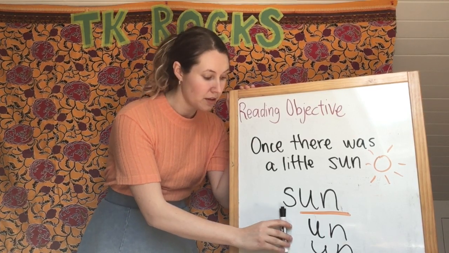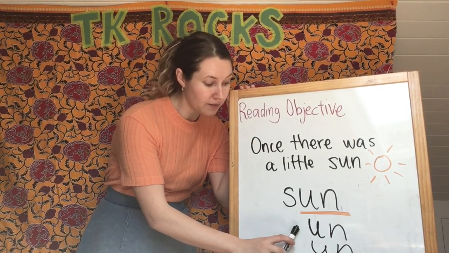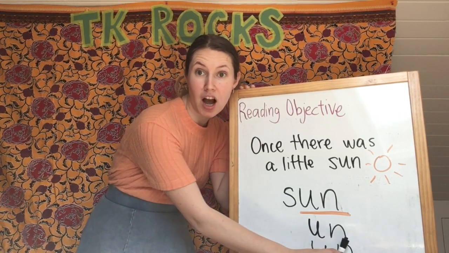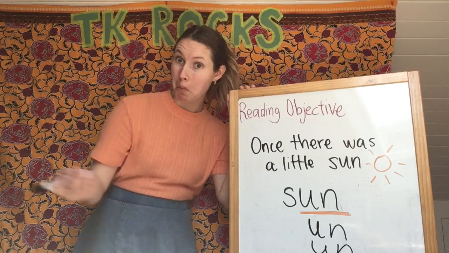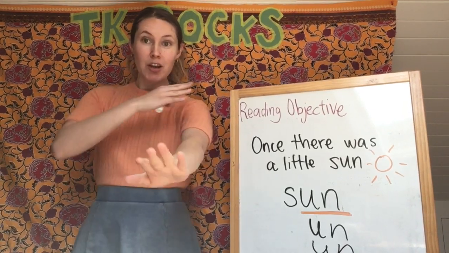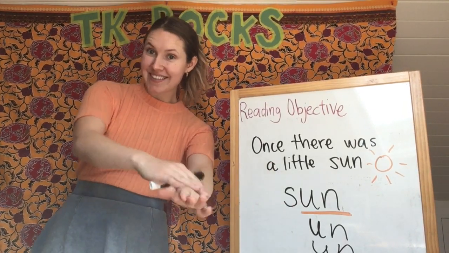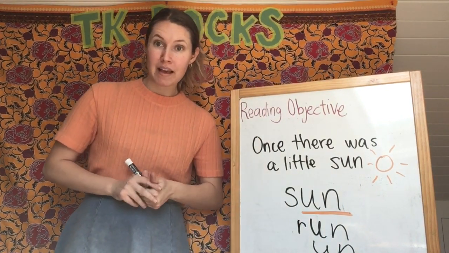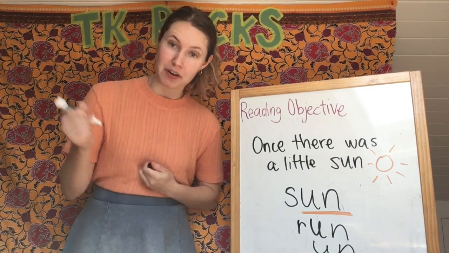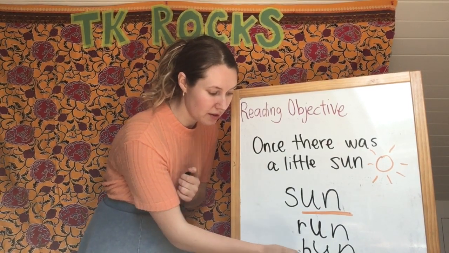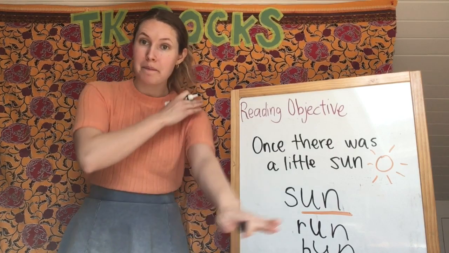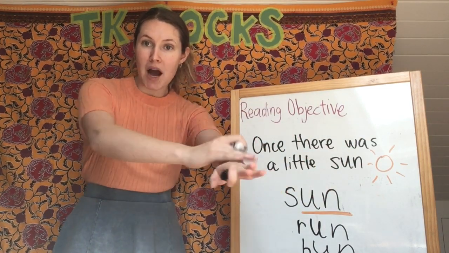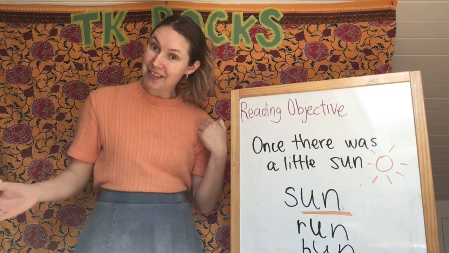So maybe try an R. What would R and un sound like? Run. Oh, there's one. Run is one that you could use. What about if we put the B sound in front of it? Bun. There's another one.